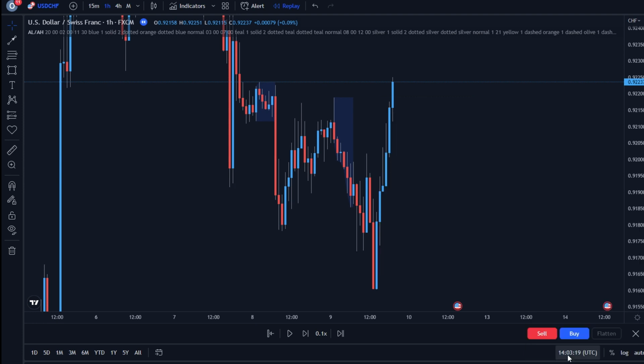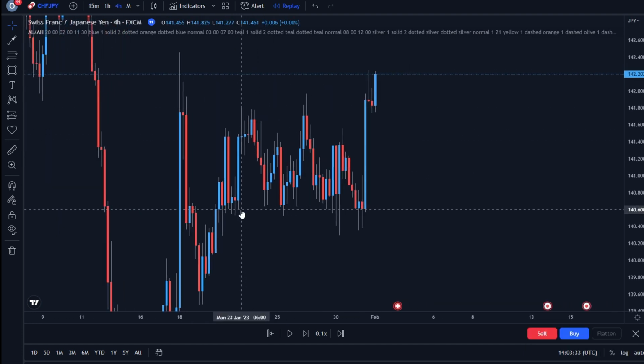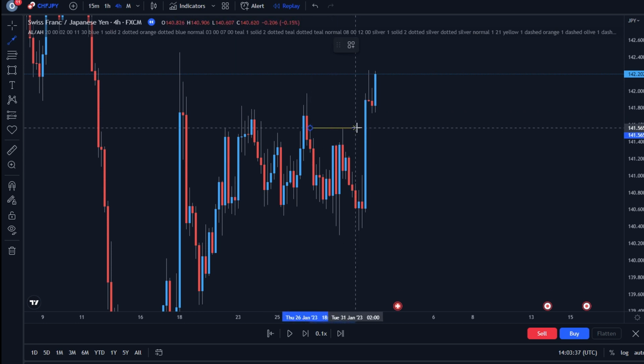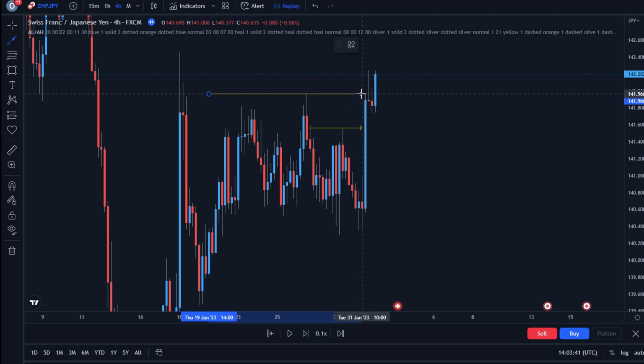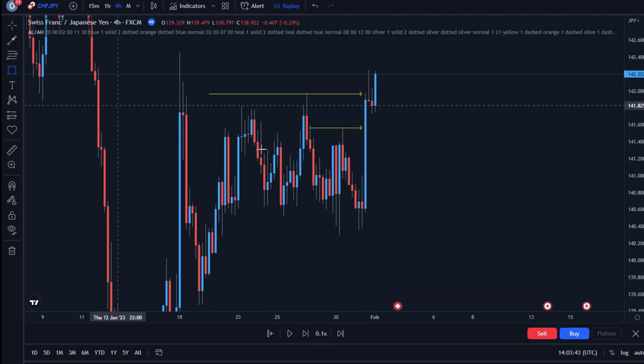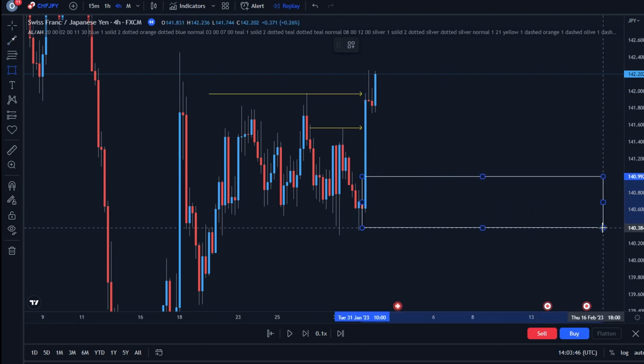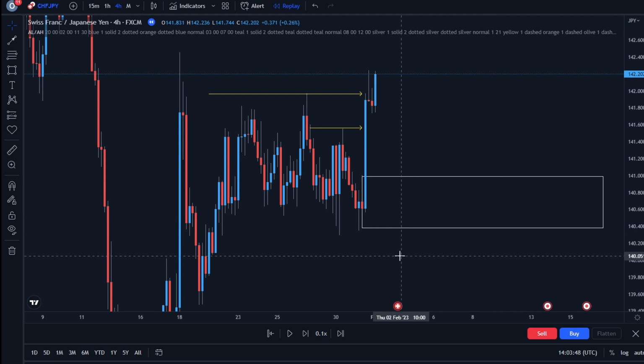Okay, let's remove this. Again, we do the same thing. We are on the 4 hours. We are marking our break of structure, which was from here, and also this main structure was also broken. Now where is our order block? Here it is. Beautiful job. Now we've done the 4 hours.